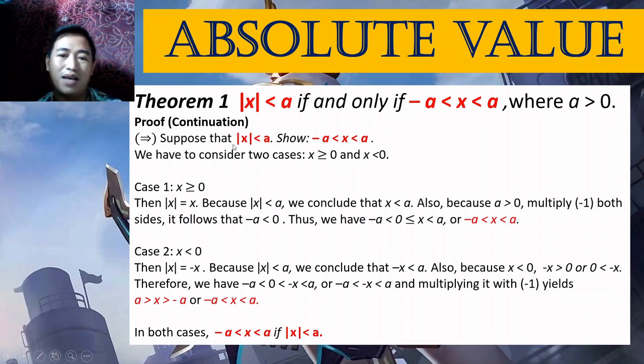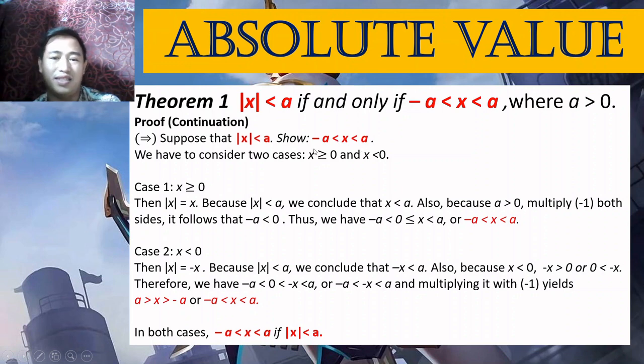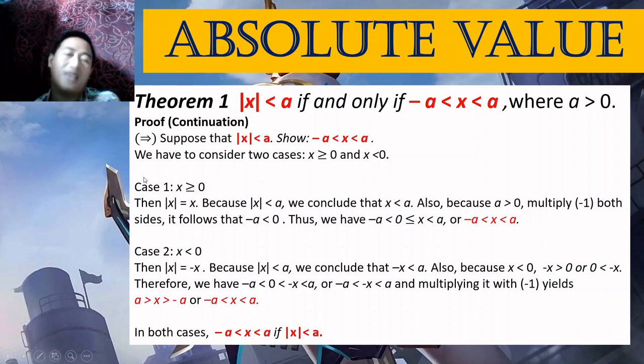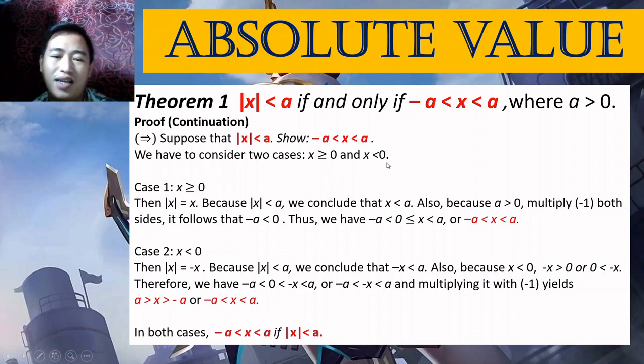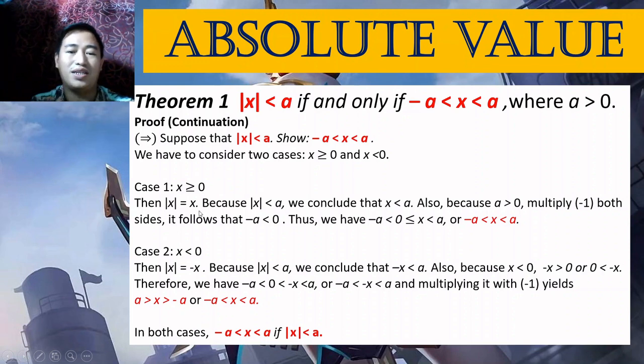Now the other part of the proof: earlier we supposed and showed the first direction. Now, suppose that the absolute value of x is less than A; we will show that negative A is less than x less than A. Again, we consider two cases: x is greater than or equal to 0, and x is less than 0. So, case 1, if this x, class, is greater than or equal to 0 or positive, then the absolute value of x is just equal to x, by the definition earlier.